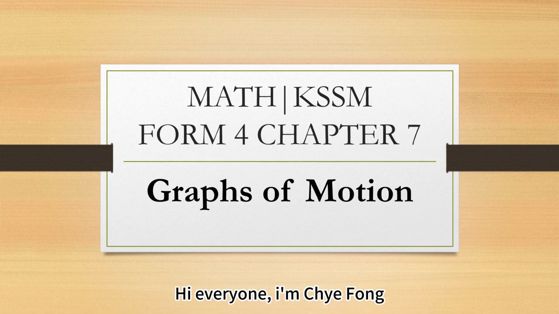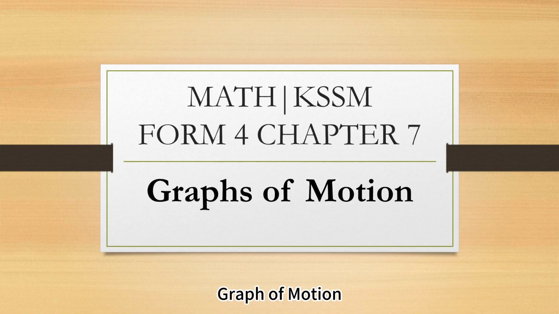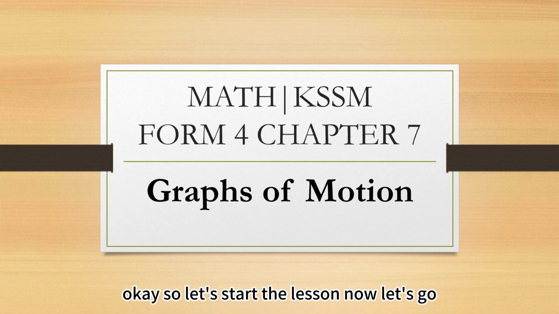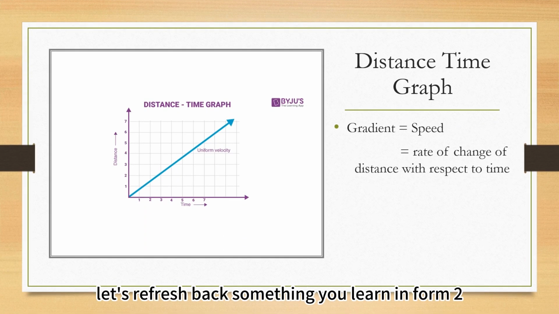Hi everyone, I'm Chai-Feng. This video will cover Form 4 Chapter 7, Graph of Motions. In this chapter, we will learn two types of graph, distance-time graph and speed-time graph. Okay, let's start the lesson now. Before I start, let's refresh something you learned in Form 2.